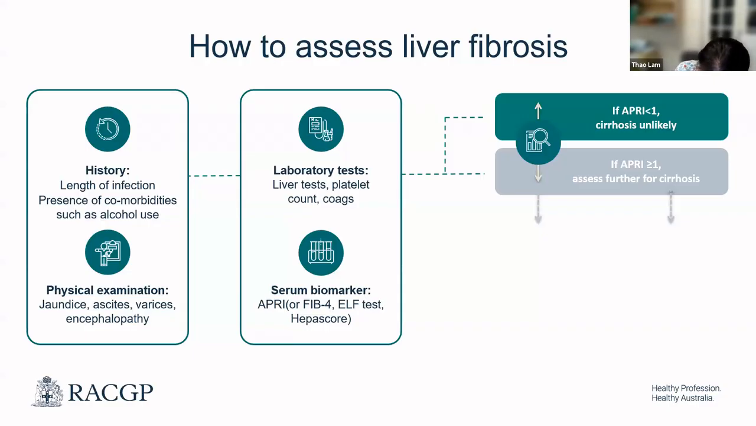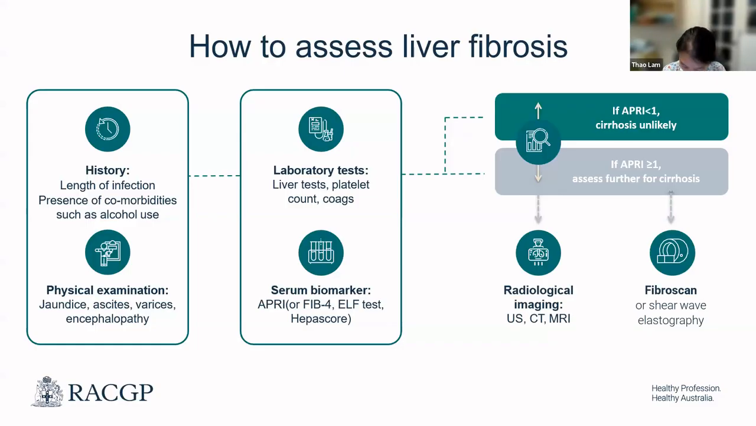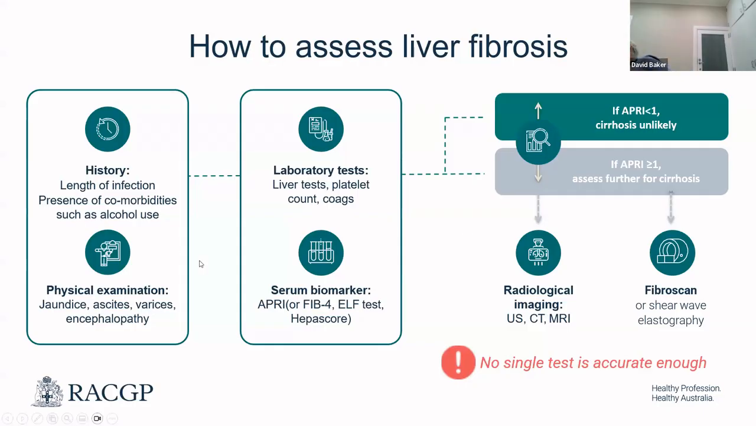And usually we would use a FibroScan, or an alternative might be shear wave elastography. If these tests are unavailable, then other imaging such as an ultrasound or CT scan could be used. But be aware that radiological imaging is not very sensitive or specific for cirrhosis, especially early cirrhosis. Generally, liver ultrasound is used for monitoring cirrhosis rather than for the diagnosis. And remember, with non-invasive testing, no single test is accurate. You should use at least a combination of 2 non-invasive tests, if possible.